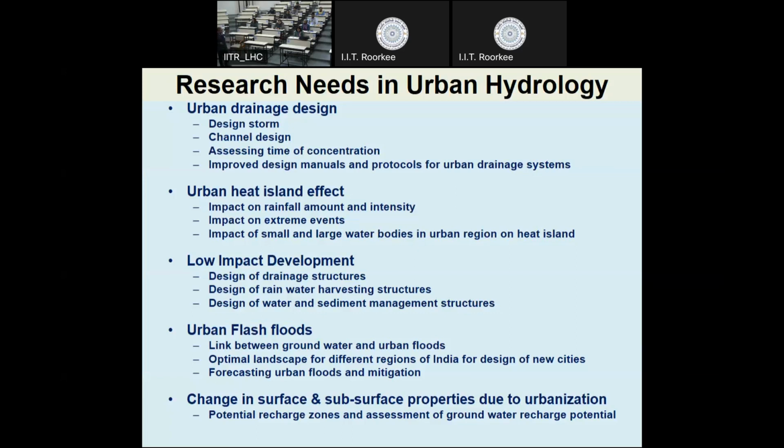Urban flash floods are one phenomenon which are causing difficulty. Even a short rainfall event, but of high magnitude, high intensity, is leading to substantial flooding. So this is one topic which needs to be studied. And then as a result of urbanization, what kind of changes take place in surface and subsurface properties and how we can mitigate those changes. That is something which needs to be studied.